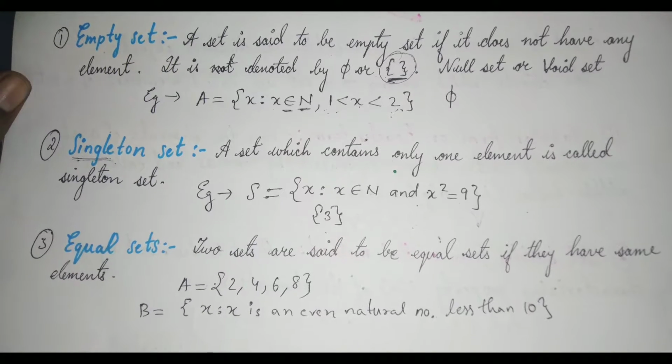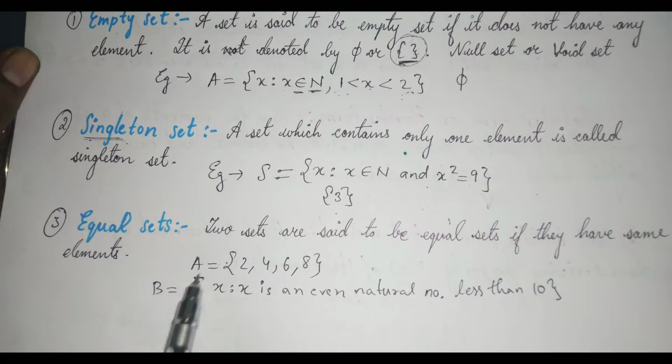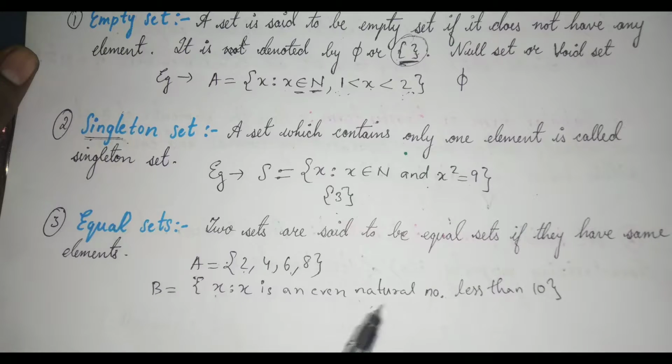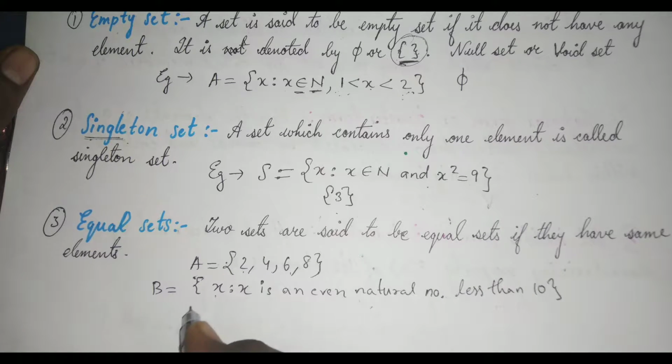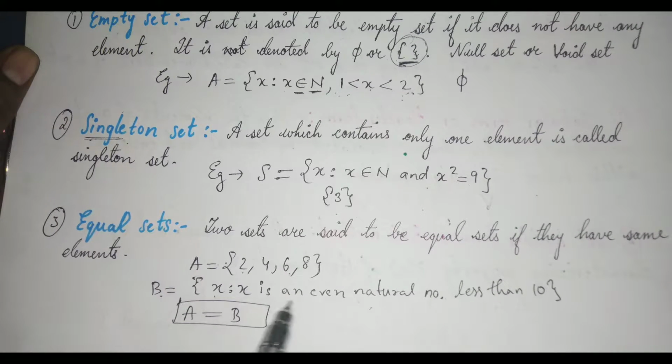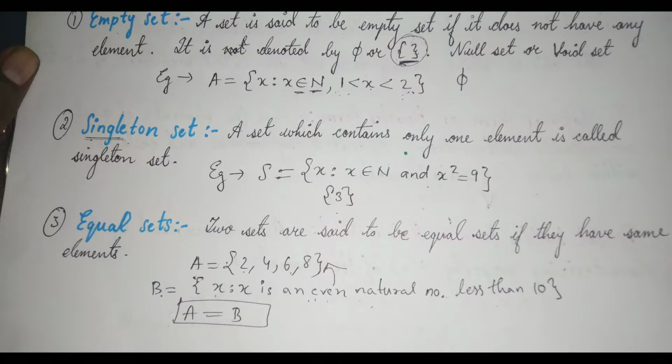You have to compare these two sets. A is nothing but {2, 4, 6, 8}, and B is the set of x such that x is an even natural number less than 10. You have to compare and tell whether these are equal or not. We can say these are equal because B can be written in roster or tabular form, and you will get this same set. The even natural numbers less than 10 are 2, 4, 6, 8. So B is equal to A, we can say. So A equals B.